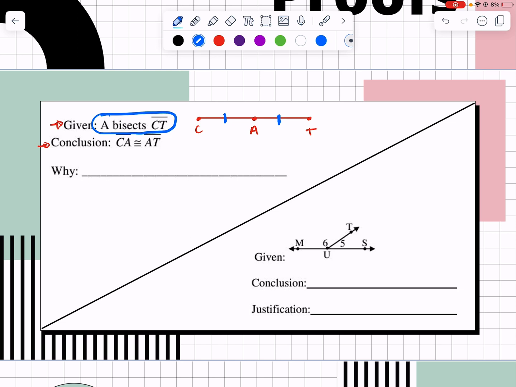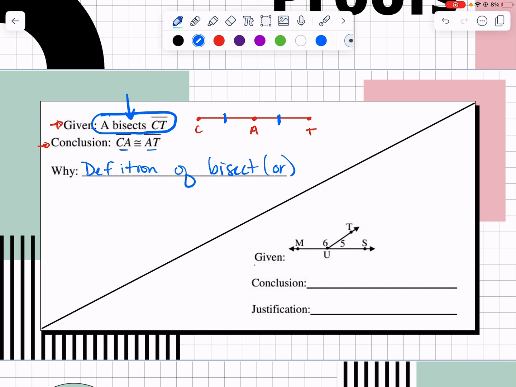What part of that statement allowed me to say this? A doesn't tell you anything, and line segment CT doesn't tell you anything. So the only thing that we can attack is the definition of bisect. You can also say bisector, either one's fine. This is the only thing that told us that these 2 parts are going to be congruent. So think about what you can attack, and what you actually know, don't assume.